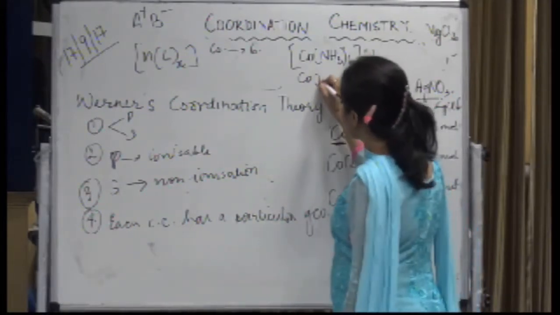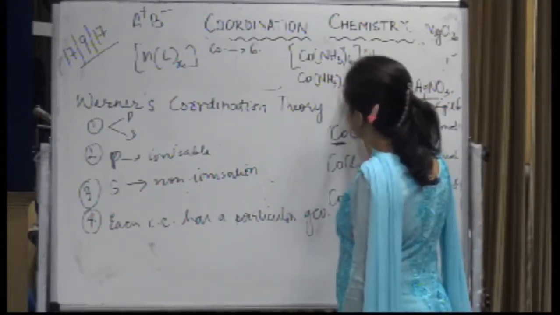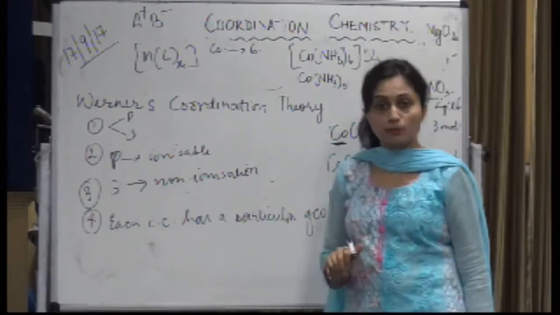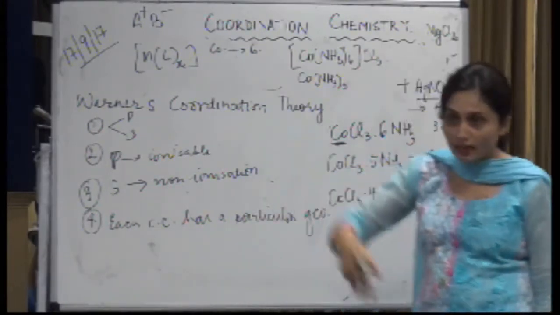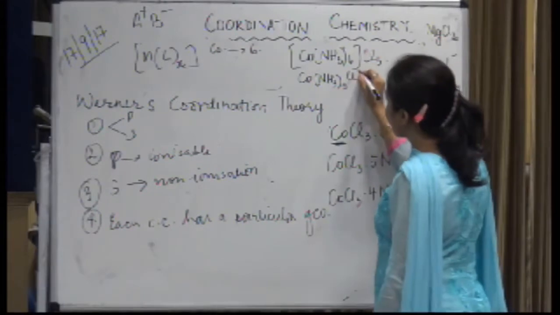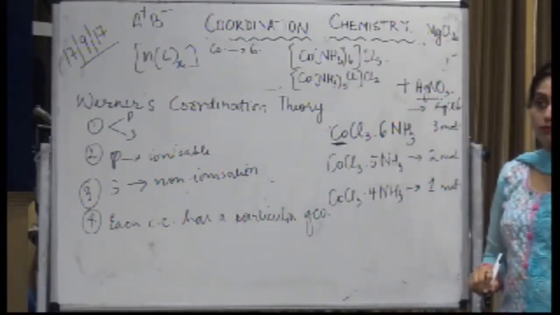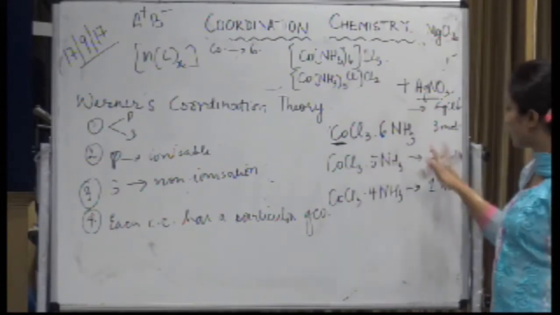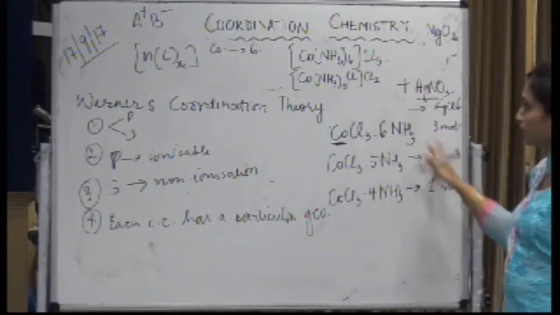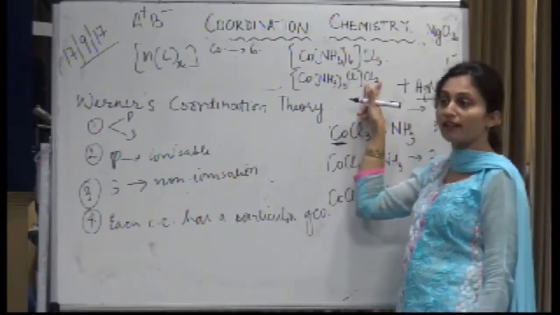So if he reduces this to 5, but the coordination number needs to be satisfied, one of the Cl will now satisfy, and what will happen outside? You have only Cl2. Okay. So now how many moles? You get 2 moles because these are the ionizable chloride ions.